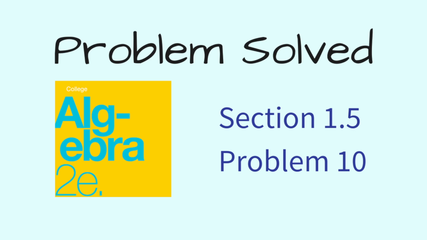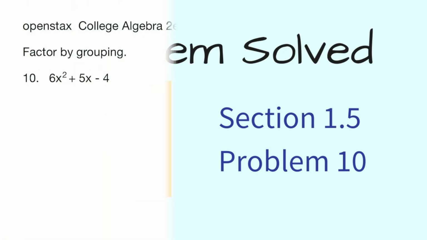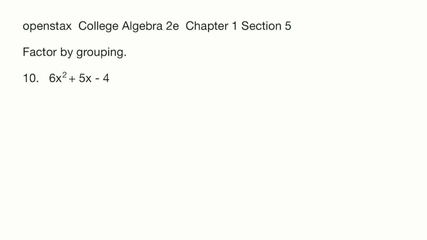It is from section 1.5 of College Algebra 2E by OpenStax. In this problem, we need to factor by grouping. All right, so let's start with our A, B, C, the coefficients of the terms. And so A is 6, B is 5, C is minus 4.